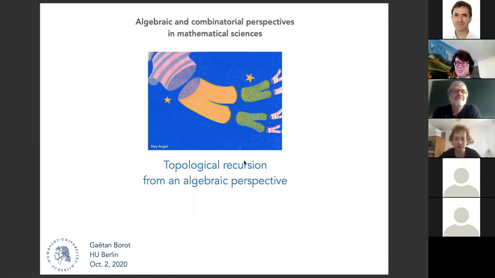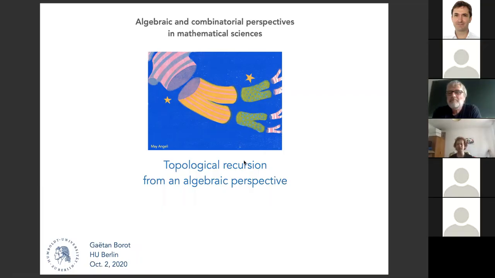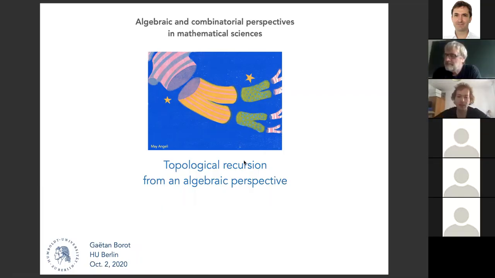So this talk will be some introduction to topological recursion from the point of view of the algebraic structures that are underlying it. So there will be not really new results, but rather a review and trying to put things together, especially for people who never heard about it before.